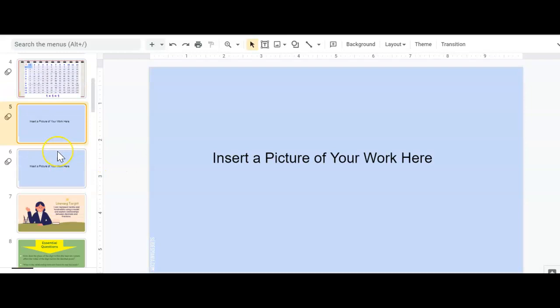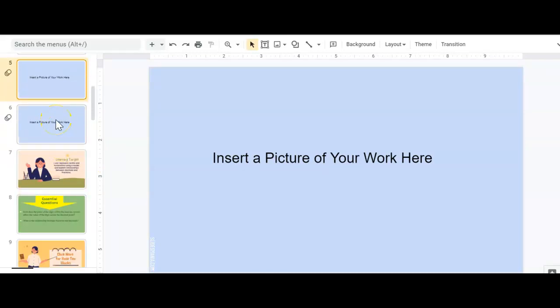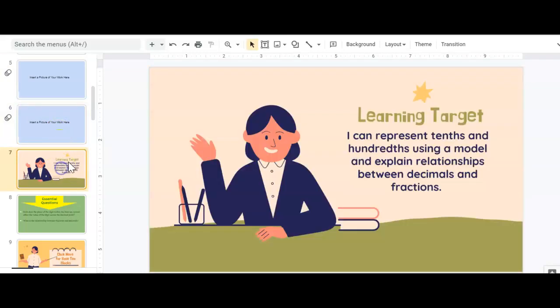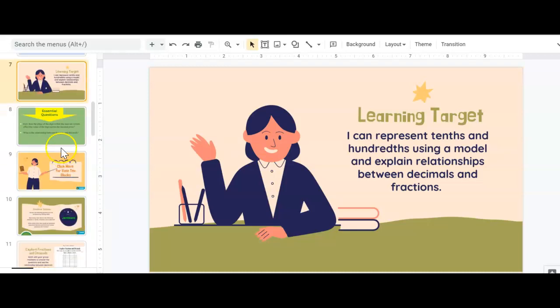And on the next two slides, these are just areas for you to take pictures of your work if you're working in your notebook, or if you're working in the binder and you're completing some of the work. Take pictures of your work and insert it here. Our learning target: I can represent tenths and hundredths using a model and explain relationships between decimals and fractions.